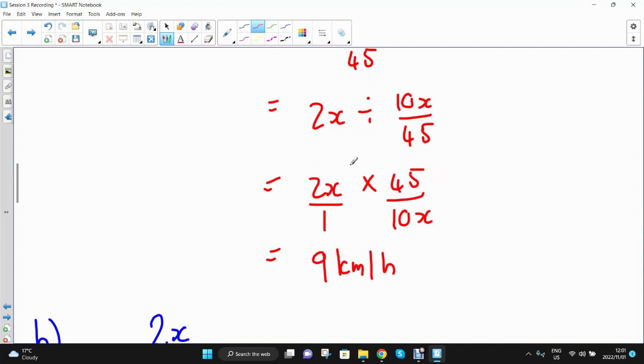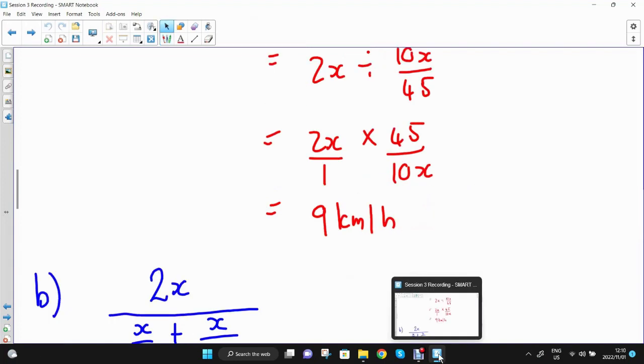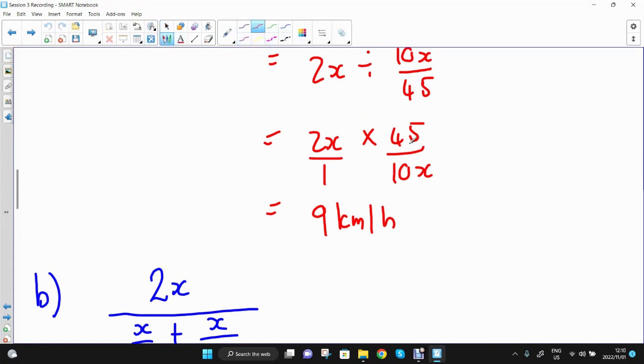If you want to multiply the top first and then get an answer, going from there, we can just multiply the tops. So you'll get 90x. And then you multiply the bottoms, the two denominators, 10x. The x's will cancel and you get your answer of 9 kilometers per hour.